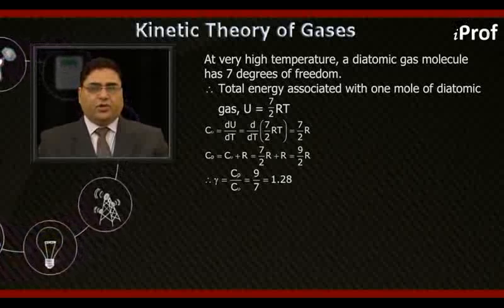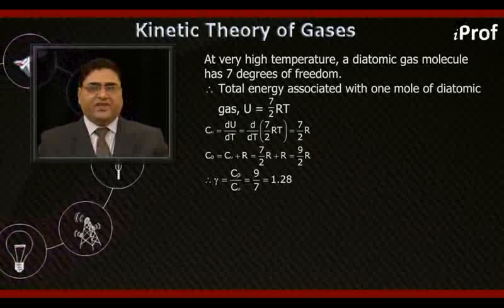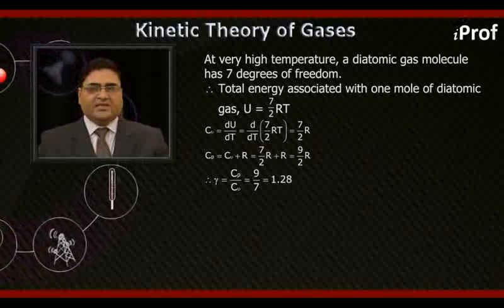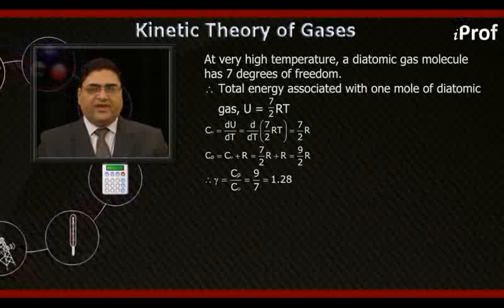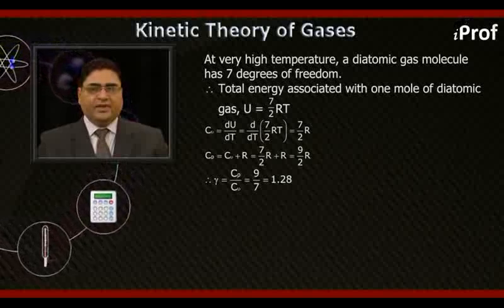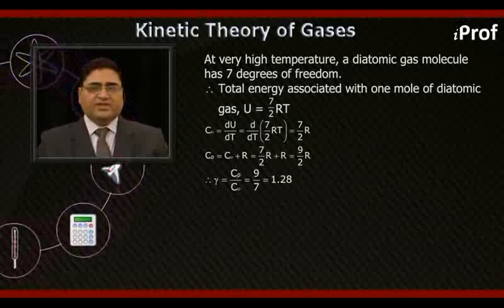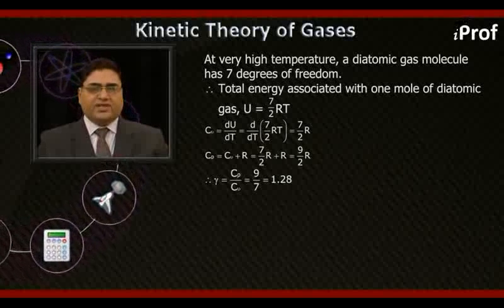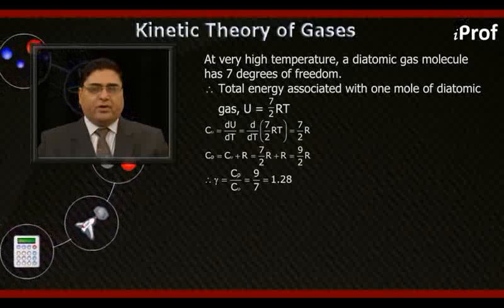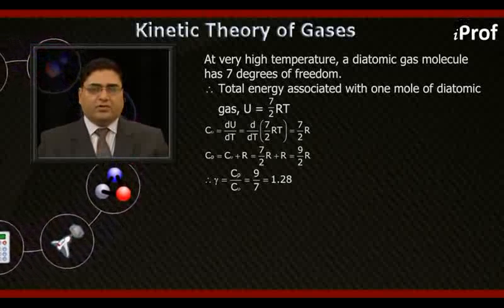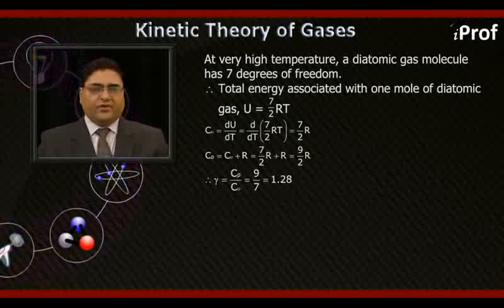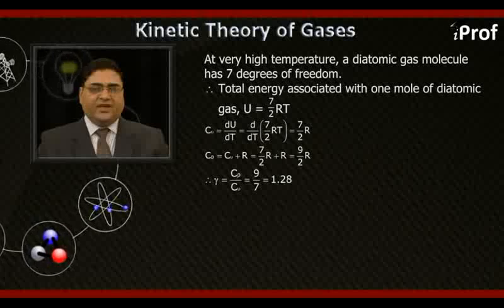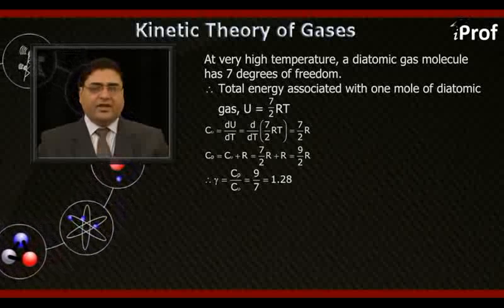Therefore, total energy associated with 1 mole of a diatomic gas U equal to 7RT upon 2. Therefore, Cv equal to dU upon dT equal to d by dT of 7RT upon 2 equal to 7R upon 2, and Cp equal to Cv plus R equal to 7R upon 2 plus R equal to 9R upon 2. Therefore, gamma equal to Cp upon Cv equal to 9 upon 7 equal to 1.28.